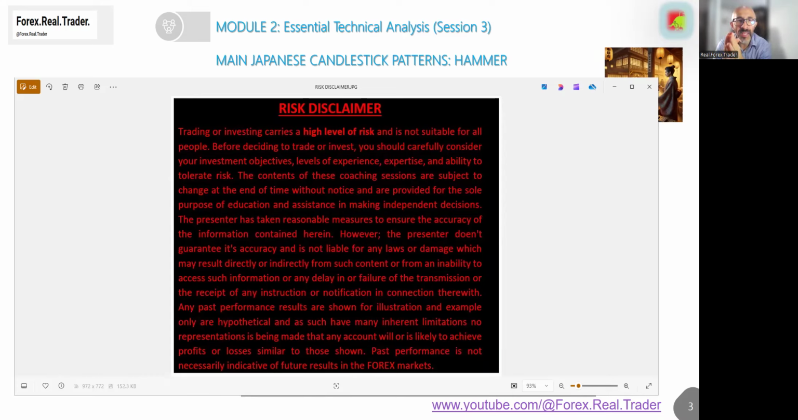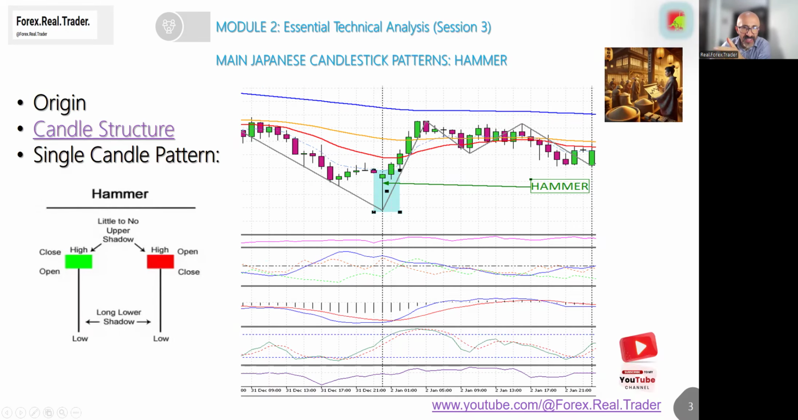Today's video is about a dodgy pattern known as a hammer. The very first thing is to define what a hammer is. Basically, this is a bullish reversal candle pattern that signals a potential trend reversal from a downtrend to an uptrend.